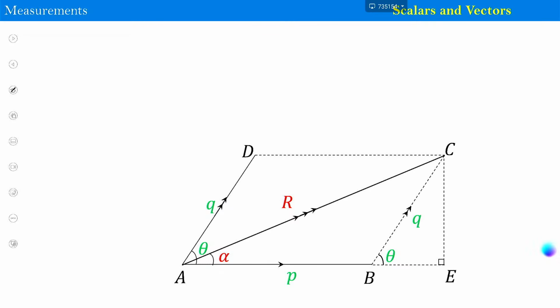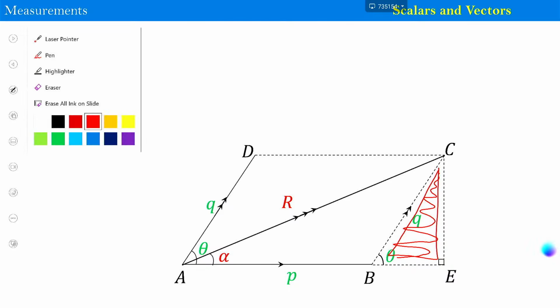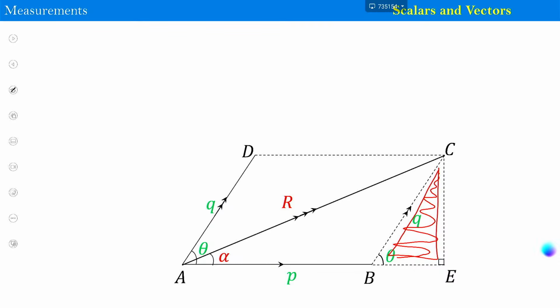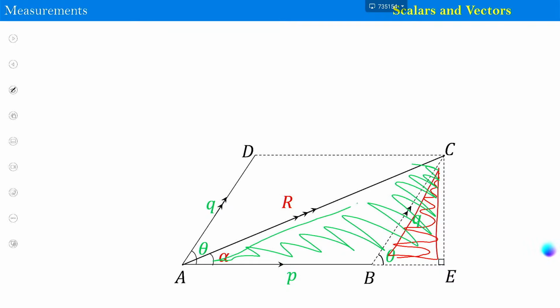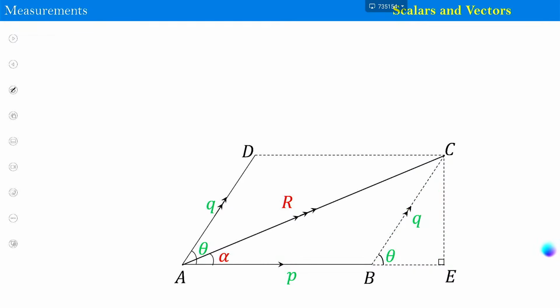Now we have two right-angled triangles. Can you see I have two right-angled triangles? One is a very small one. So that is one right-angled triangle. And there is another big one. I hope you can see the big one here. So that is another right-angled triangle.